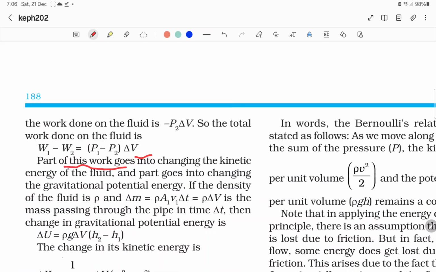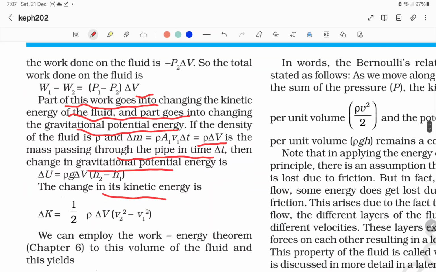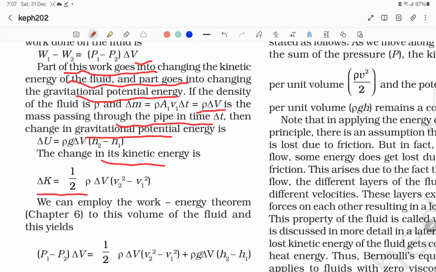Part of this work goes into changing the kinetic energy of the fluid, and part goes into changing the gravitational potential energy. If the density of the fluid is rho, then delta M = rho A1 V1 delta T = rho delta V is the mass passing through the pipe in time delta T. The change in gravitational potential energy delta U is equal to rho G delta V (H2 minus H1). The change in its kinetic energy delta K is half of rho delta V (V2 squared minus V1 squared).